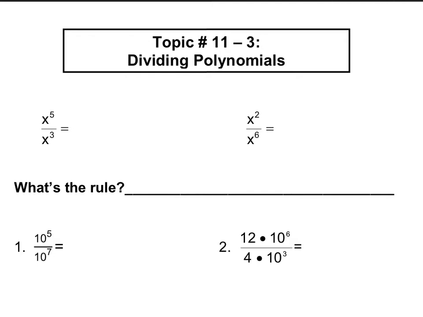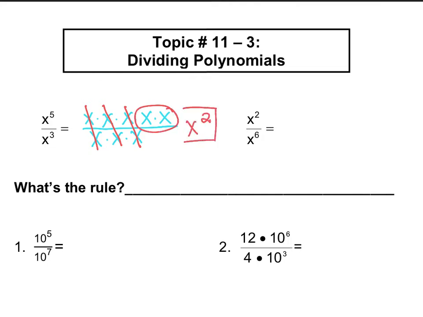So, if I'm looking at this first example, x to the fifth, that's like having x times x times x times x times x. And if I have x to the third, that's like having x times x times x. So what you could see with this is that these x's would cancel out, and we would be left with x to the second on the top. So that would be our answer for that first example.